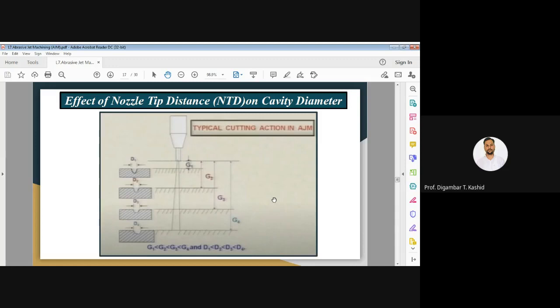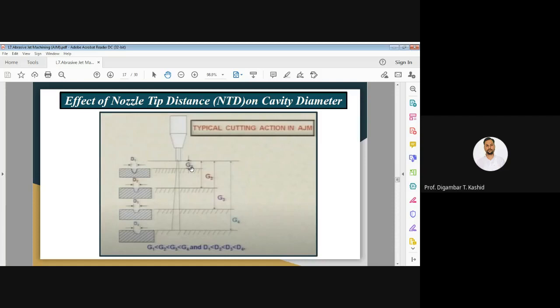Okay, this diagram I have taken from the Advanced Machining Processes book by Ghosh. Let us see here. This is a nozzle, which I have shown here, and the jet is coming over here. This distance is the NTD, whatever I mentioned first, that G1. That is the nozzle tip distance. The first case is G1.